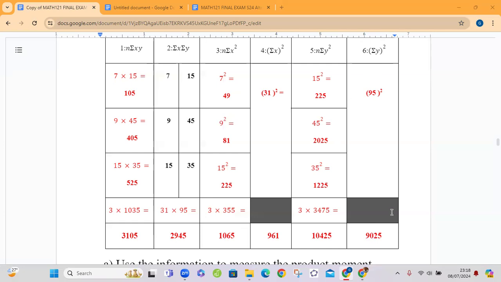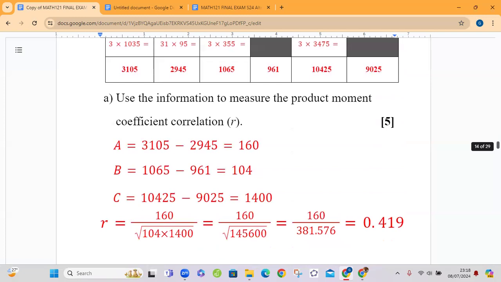And here we have found the 6 numbers. But before we substitute into the formula, we can break down those 6 numbers to 3 numbers. Okay? We can call them A, B, and C. So A is the first minus the second: 3105 minus 2945 to give us 160.